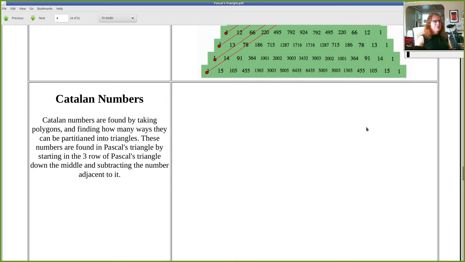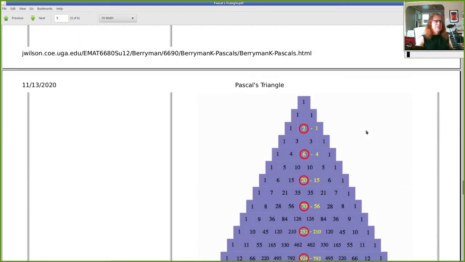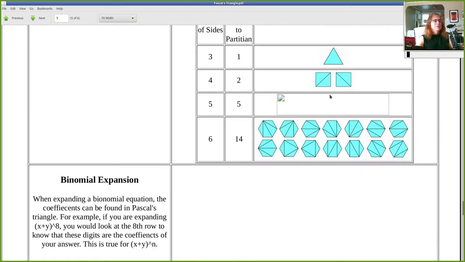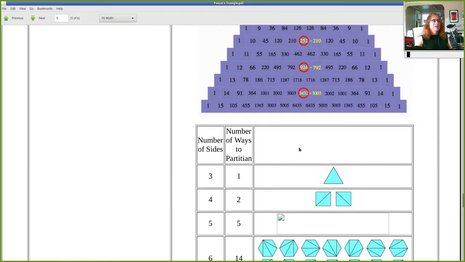Catalan numbers are really interesting. If you take an n-sided polygon and try to split it into triangles, how many ways can you do that? So a triangle, you know, three-sided polygon, there's only one way. A square, you can do 2 ways. A six-sided polygon, you can do 14 ways. Right, the more number of sides, the more ways you can split this into triangles.